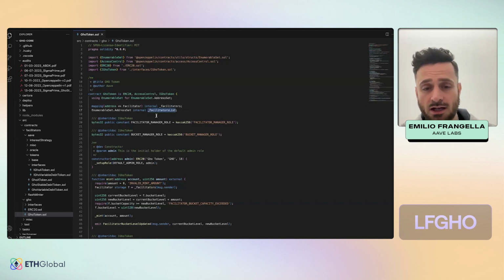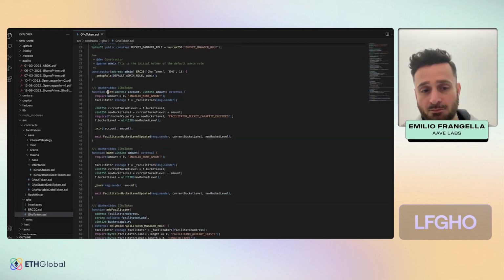Those are also kept as a list, to give the possibility to query on chain. We can see here the mint and burn functions, which are only accessible if a certain asset is a facilitator. Any facilitator that is not listed by the Aave governance, that is not activated, has a bucket size of 0. So if someone tries to mint the Go token and its bucket size is 0, the minting will not be allowed. It will revert here with this particular error.